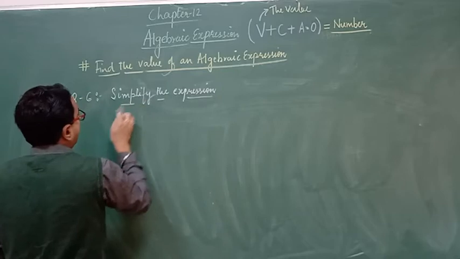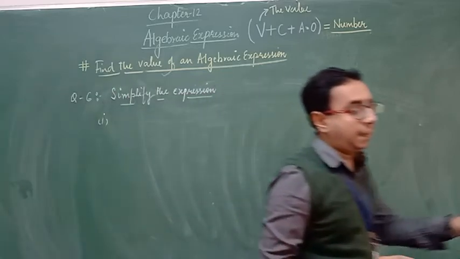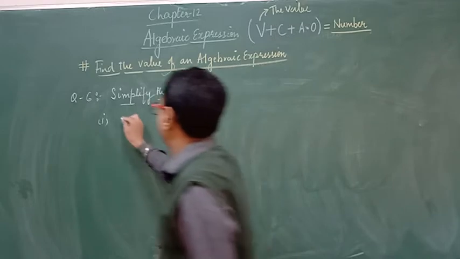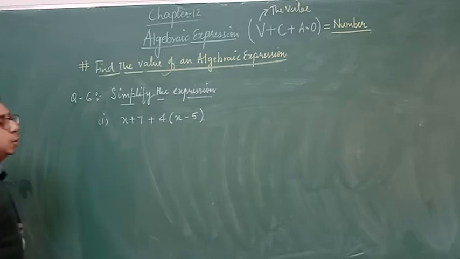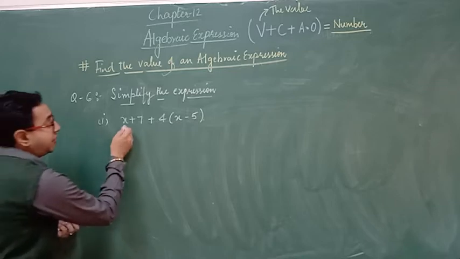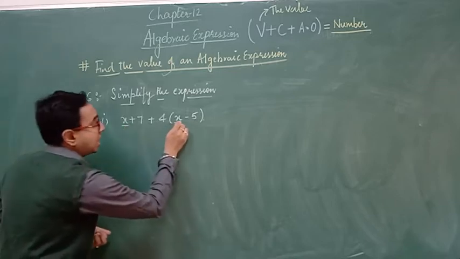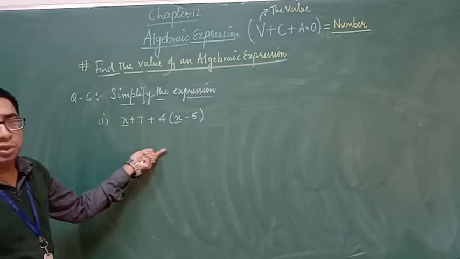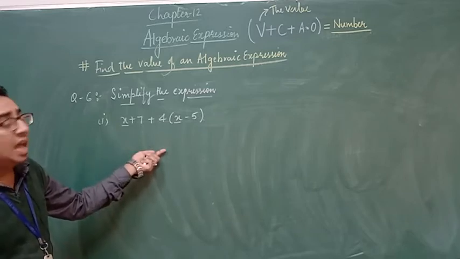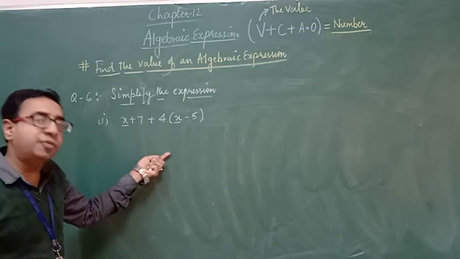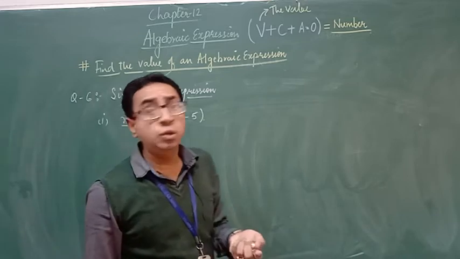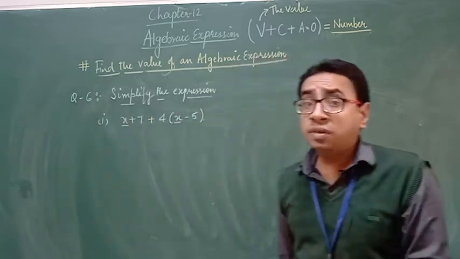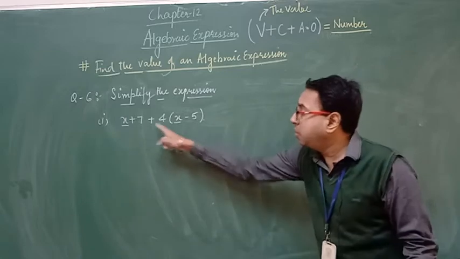Let's take one example. I am doing the first part only. Question is x plus 7 plus 4 bracket x minus 5. See, what is the benefit of this? Why is the question to simplify the expression? Because I am having x, but this particular algebraic expression contains brackets. As per BODMAS, we need to solve the bracket first. Until and unless we solve the brackets, we will not get the simplified answer. You would have done this in class 6 BODMAS, where we did the simplification of integers. Similarly, we have to solve.